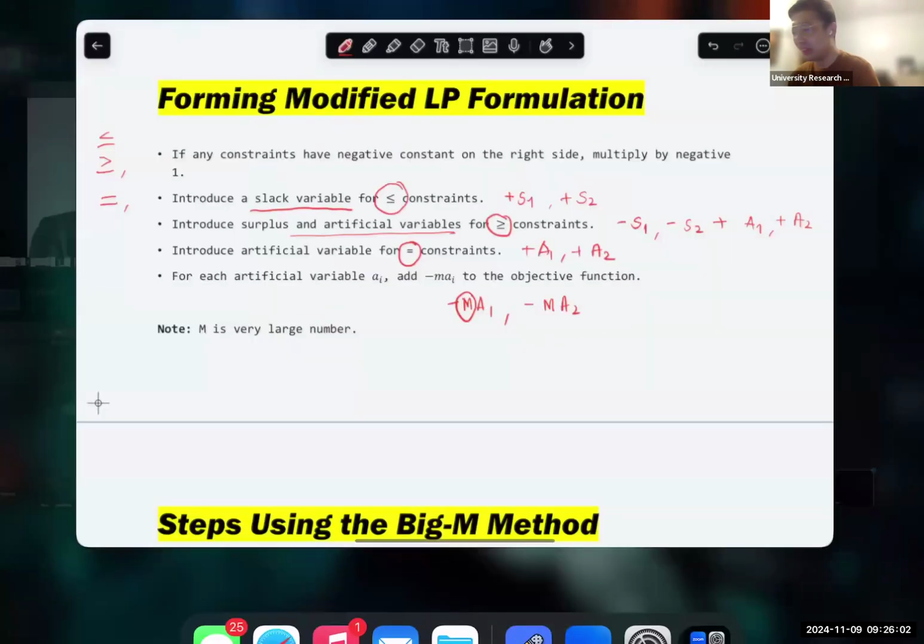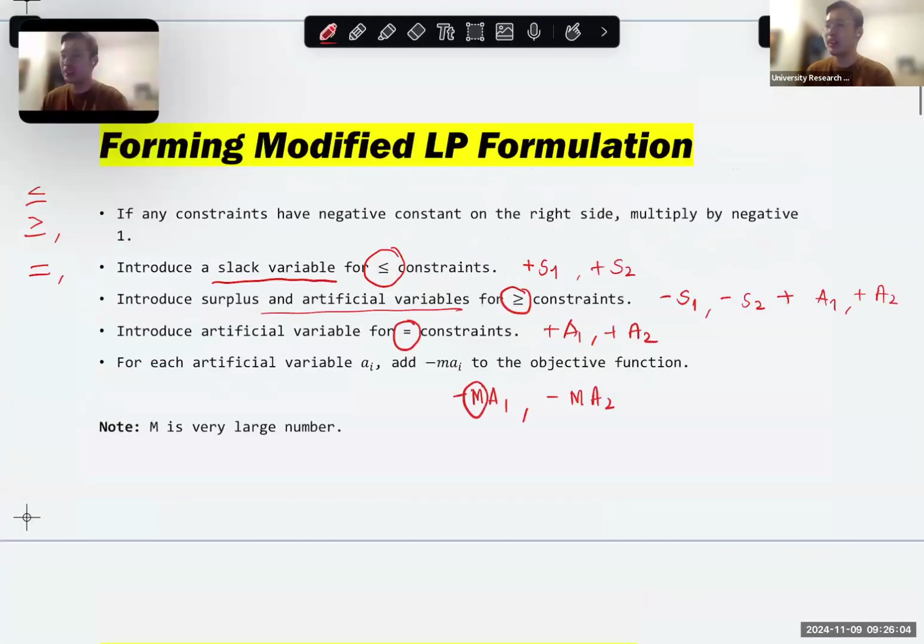Okay, so going back, these are the steps in forming a modified LP using the Big M method. The first thing we need to check is the solution part of the constraint. If there is a negative at the solution part, we multiply the constraint by -1 so as to make it positive.